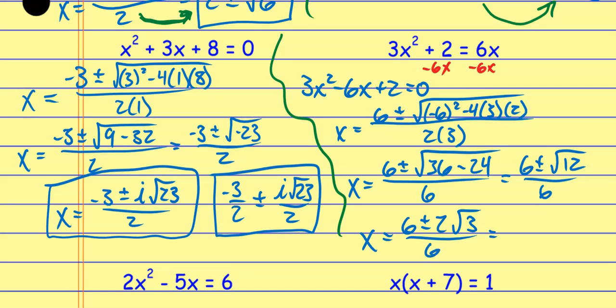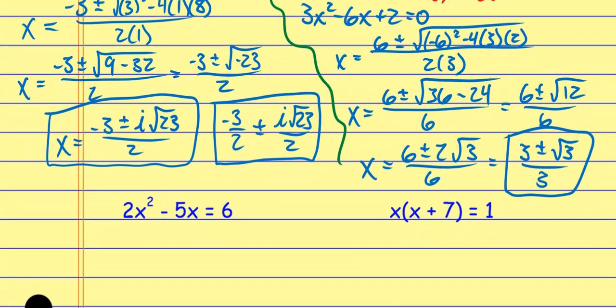And now I can reduce. They're all divisible by 2. So this becomes 3 plus or minus root 3 over 3. Okay, that would be an acceptable answer. Or if you completely split it up, you would do 6 divided by 6 and get a 1. And then you would do the 2 over the 6 and get a 1/3. All right, so if you wrote your answer like this, 1 plus or minus root 3 over 3, that would also be an acceptable answer.